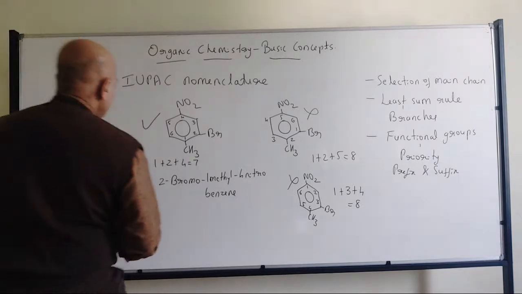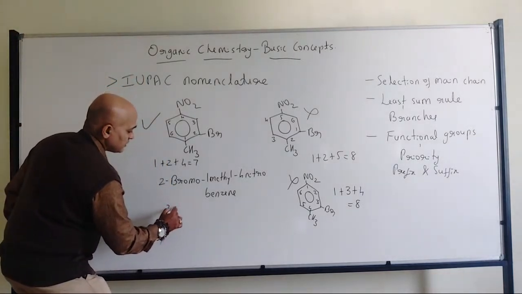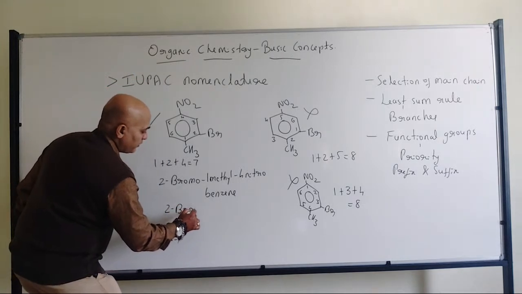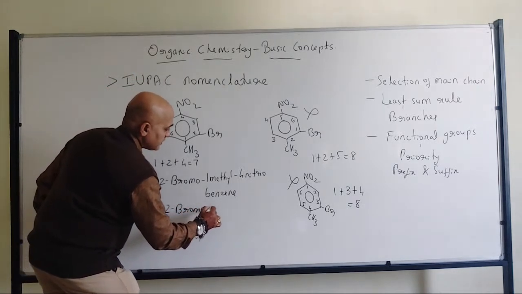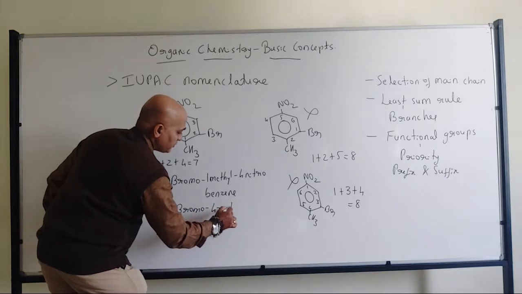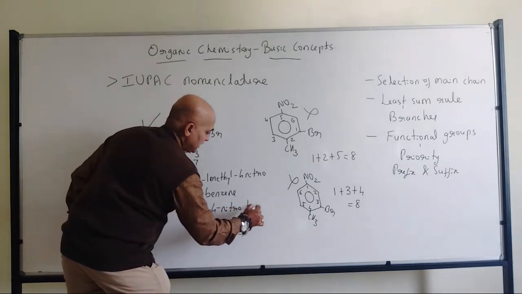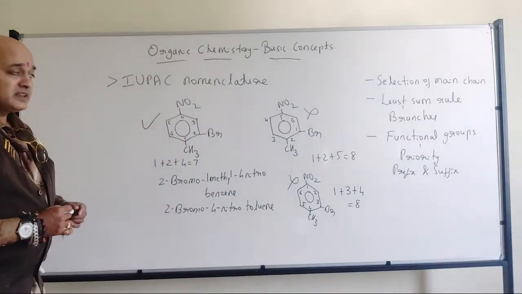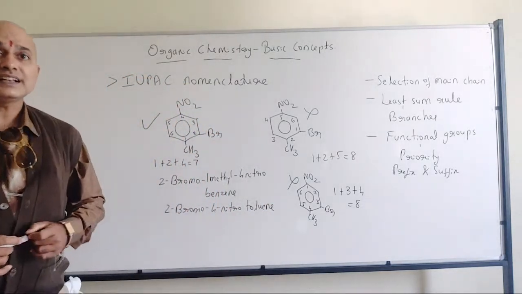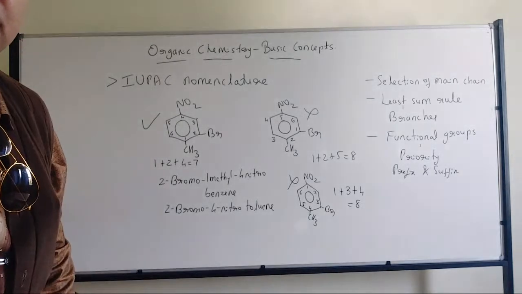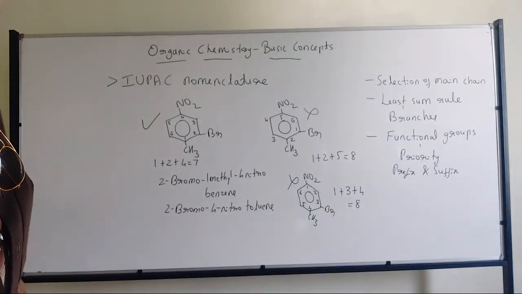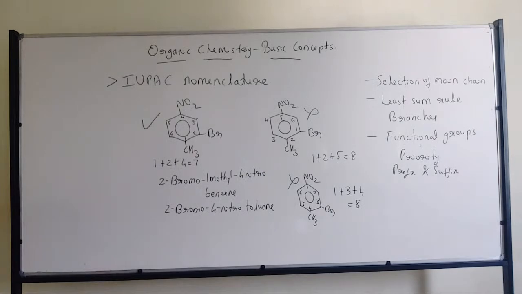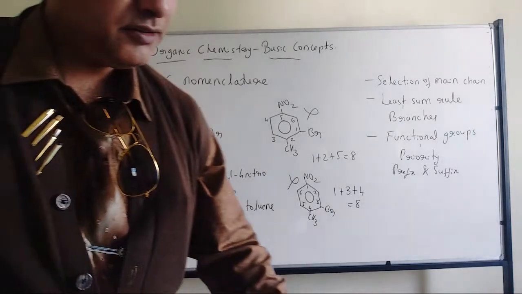Or I can simply write it as 2-bromo-4-nitrotoluene. Toluene, that is also fine. Okay? So yes, Gauri, 2-bromo-1-methyl-4-nitrobenzene. Absolutely correct.